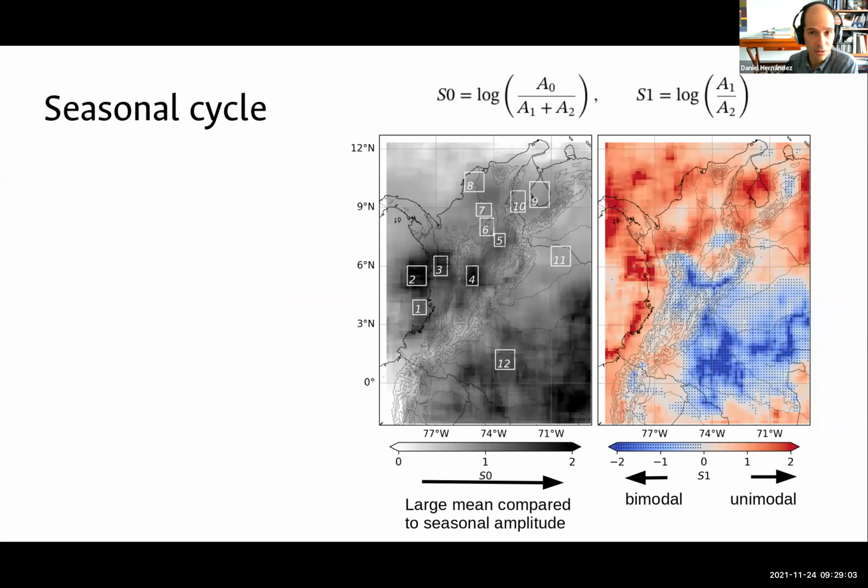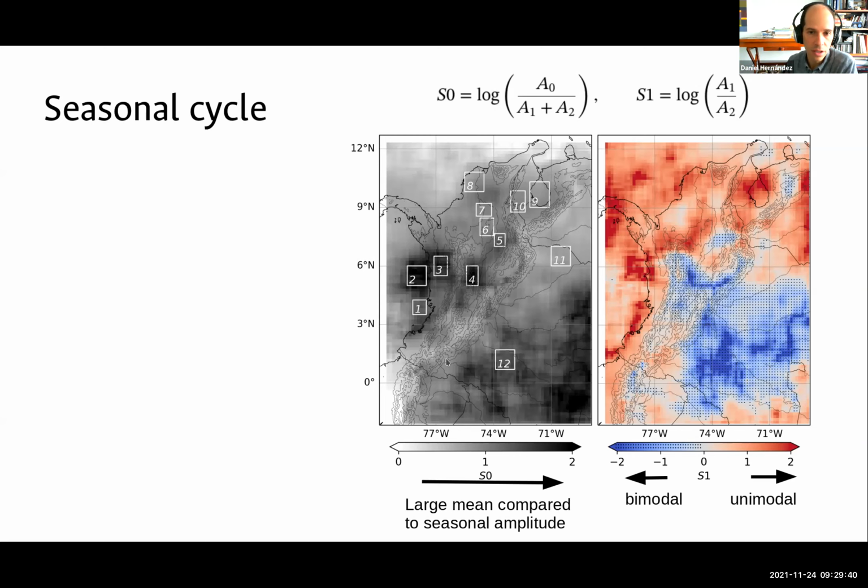Now, this seasonal cycle, you can look at it in more detail. I'm going to try to go fast here because otherwise I'm going to spend too much time. But essentially, I define two indices that allow us to look at the two main features of the seasonal cycle in this part of the world. Usually, you look at whether things are bimodal or unimodal, so if you just have one peak of precipitation or convection during the year, or if you have two peaks of precipitation. And that also compared to the mean value of precipitation.